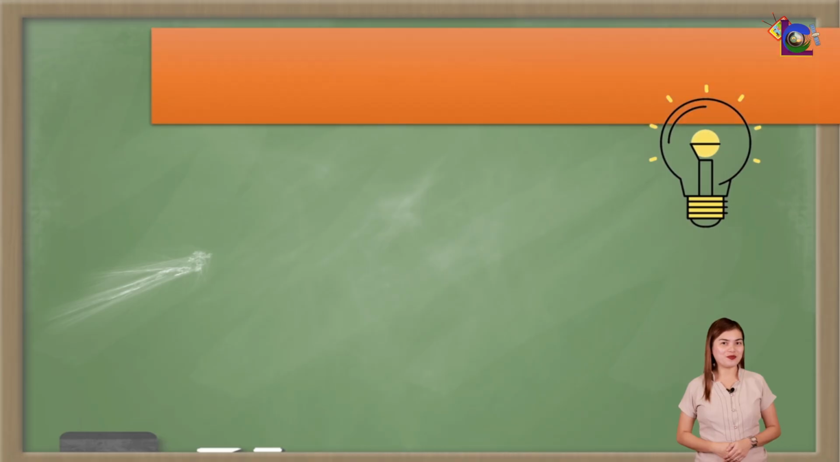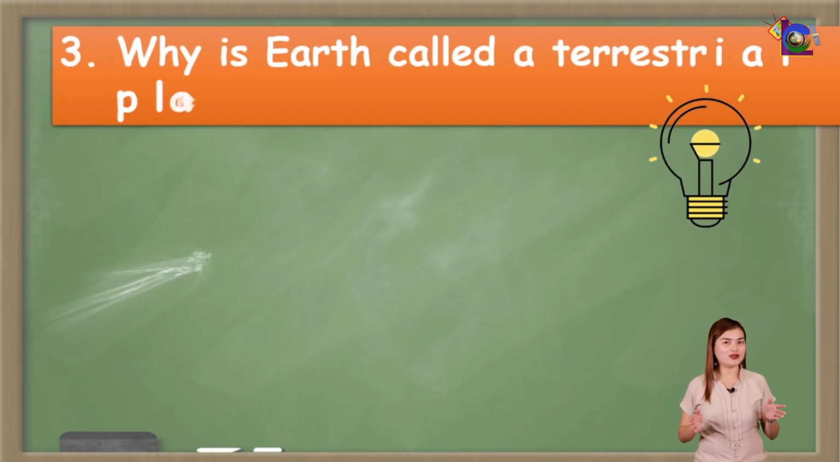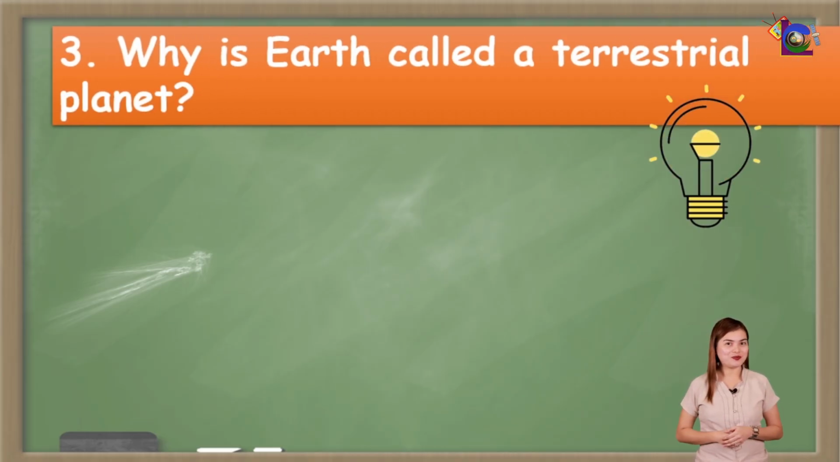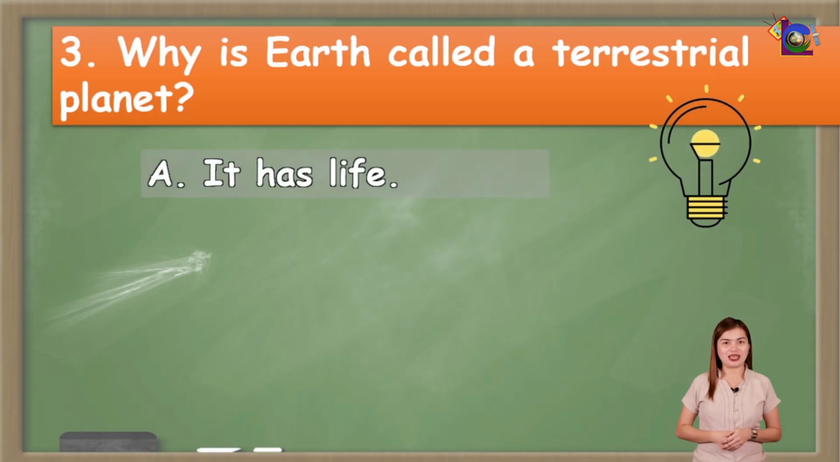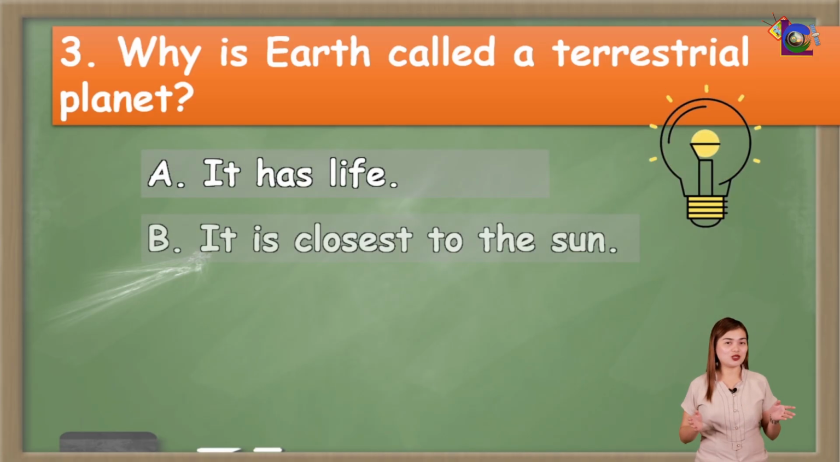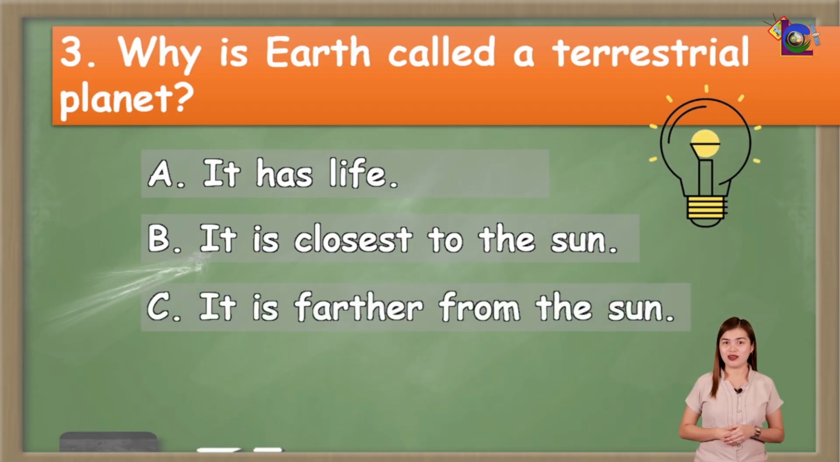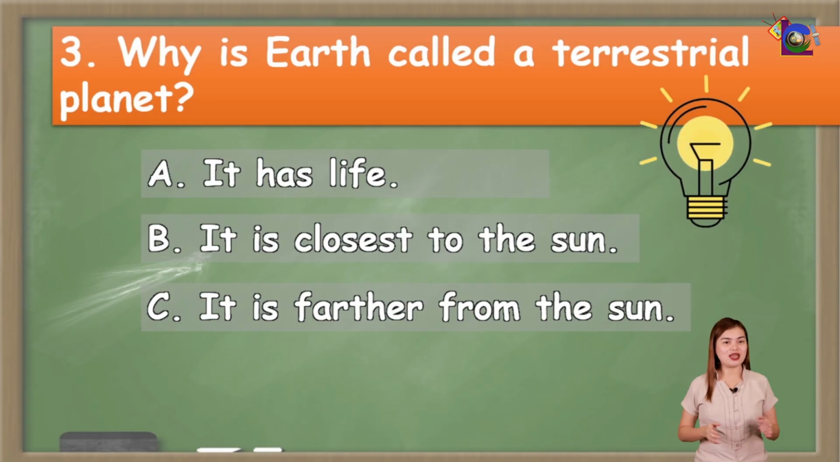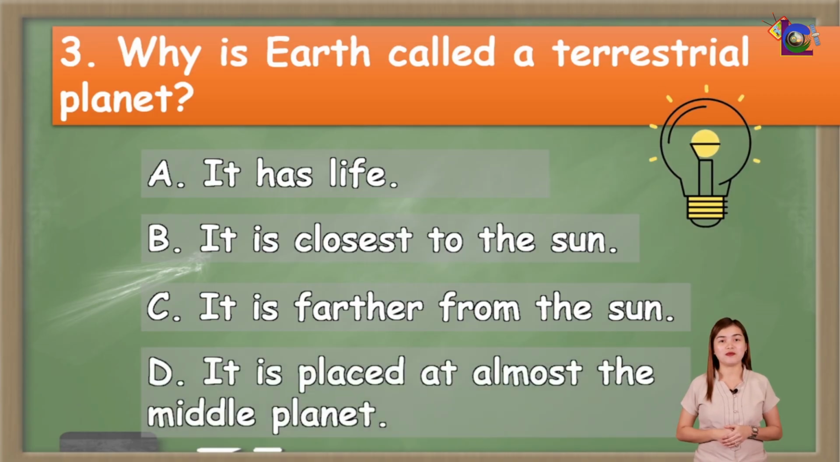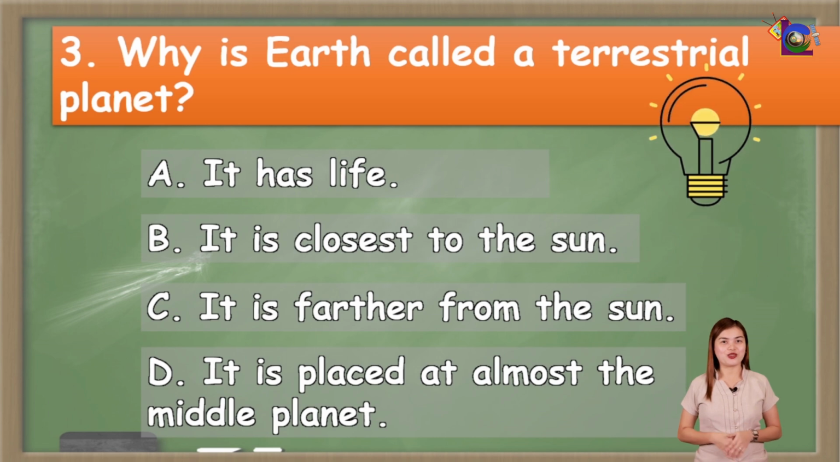Number 3. Why is Earth called a terrestrial planet? Is it A, it has life? B, it is closest to the Sun? C, it is farther from the Sun? Or letter D, it is placed at almost the middle planet? The correct answer is letter B.